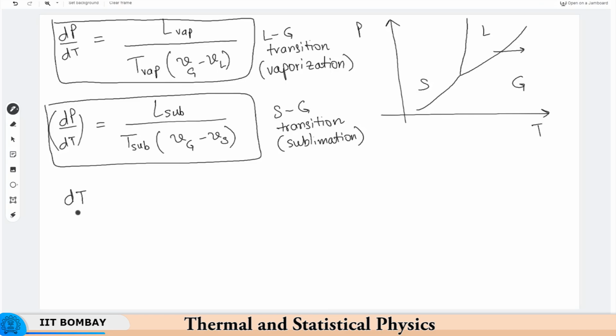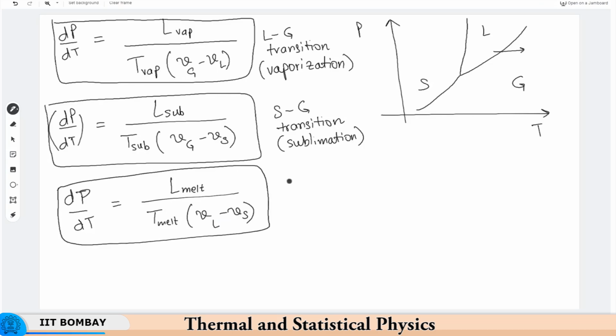And similarly, the third transition, dP/dT, where solid to liquid is the melting transition, is L melting divided by T melting times V_L minus V_S. This transition is known as the solid to liquid transition, and this is known as melting. So these are all the first order transitions that are typically observed in any substance, any element.